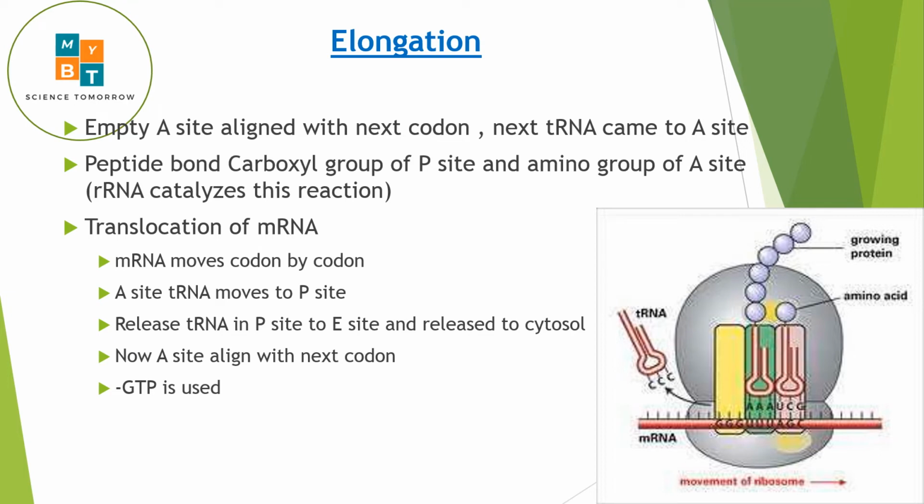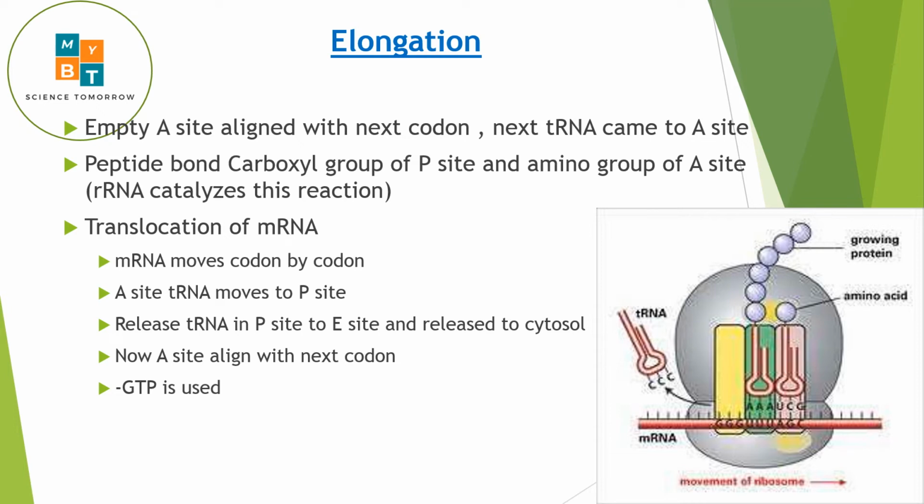And the next step is translocation of the mRNA using GTP. What happens here? The mRNA moves codon by codon. When the mRNA moves one codon, the tRNA at the P site moves to the E site, which is called the exit site. And the tRNA that was at the A site moves to the P site, and there is a new codon. So a new tRNA will come with a new amino acid.